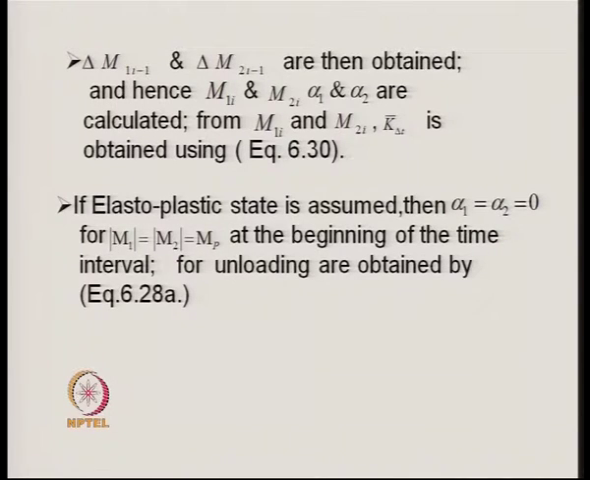In the beginning of the problem, the values of alpha 1 and alpha 2, as I told you before, will be equal to EIB by EIC. Now, if elastoplastic state is assumed, then the values of alpha 1 is equal to alpha 2 is equal to 0, when m 1, m 2 becomes equal to m p at the beginning of a time interval.